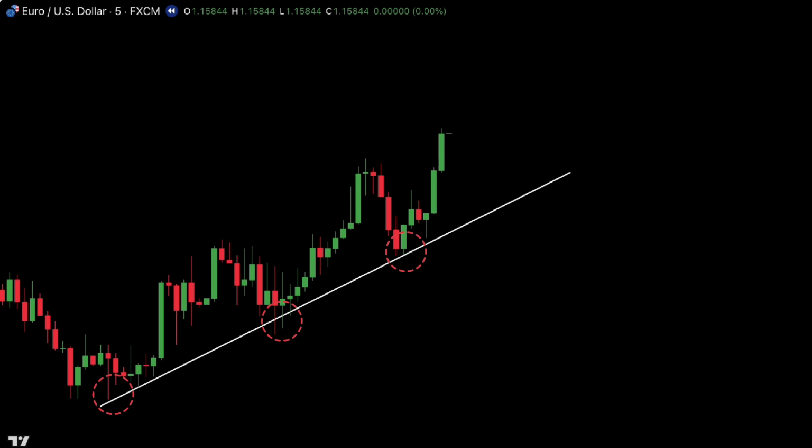These are the areas where buyers are more likely to step back into the market. But keep this in mind, the market is not always this clean. Price doesn't move in perfect patterns or straight lines. However, understanding this structure will help you read market movement more clearly and trade with greater confidence.